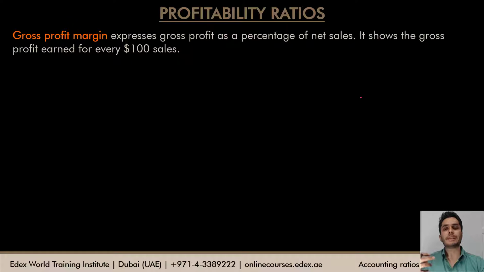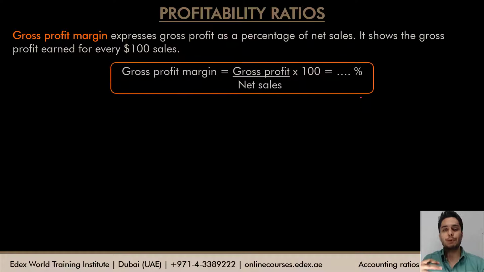Gross profit margin expresses the gross profit as a percentage of your net sales. It shows for every $100 of sales, how much gross profit the business has been able to generate. Looking at the formula, it would be gross profit upon net sales into 100. Net sales is after deducting your sales returns or return inwards.